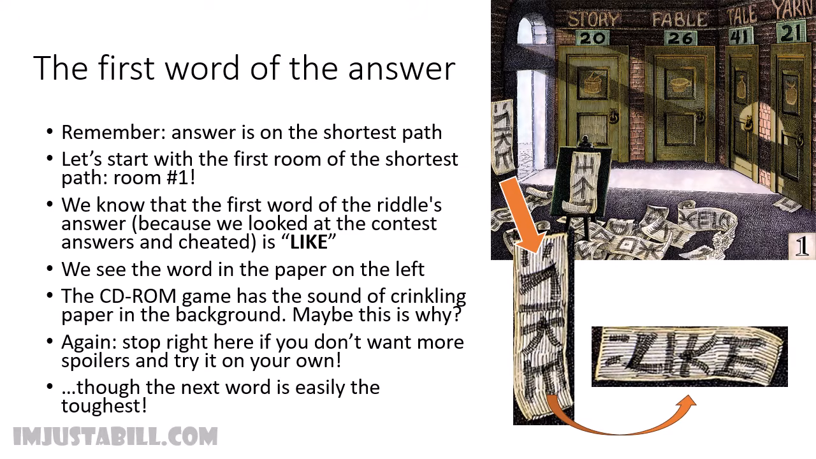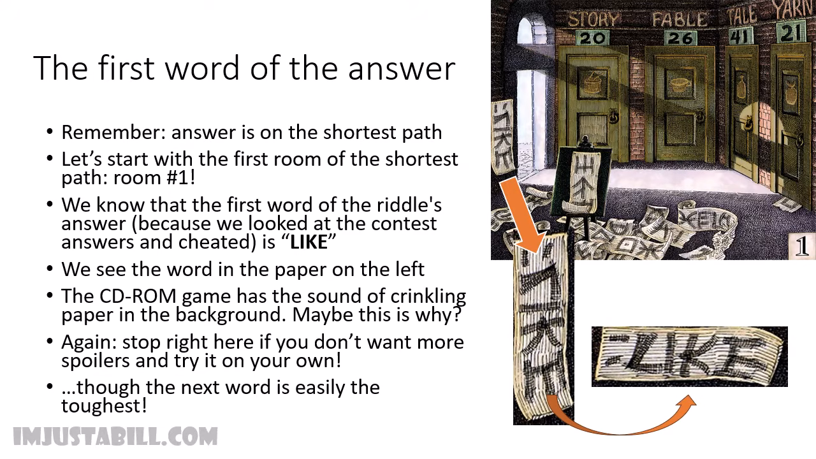And if we take that, flip it around, we see that the word "like" is on there. And in the CD-ROM version of Maze, in that game, you can hear the sound of crinkling paper in the background. It's this thing that's on kind of a loop. So maybe that's why. Maybe it's trying to give us a clue to find that answer.